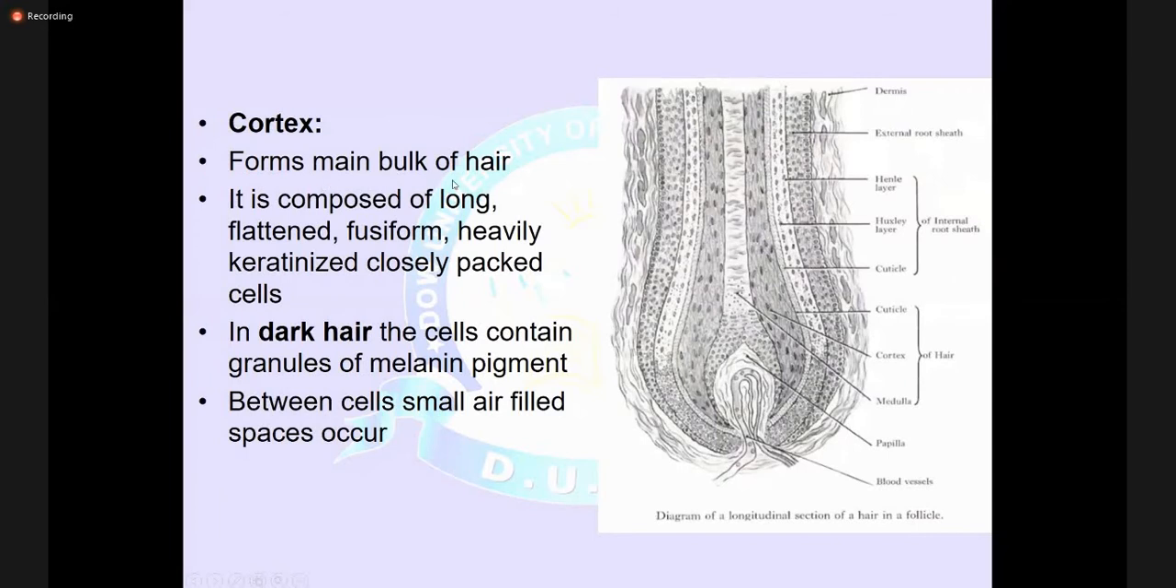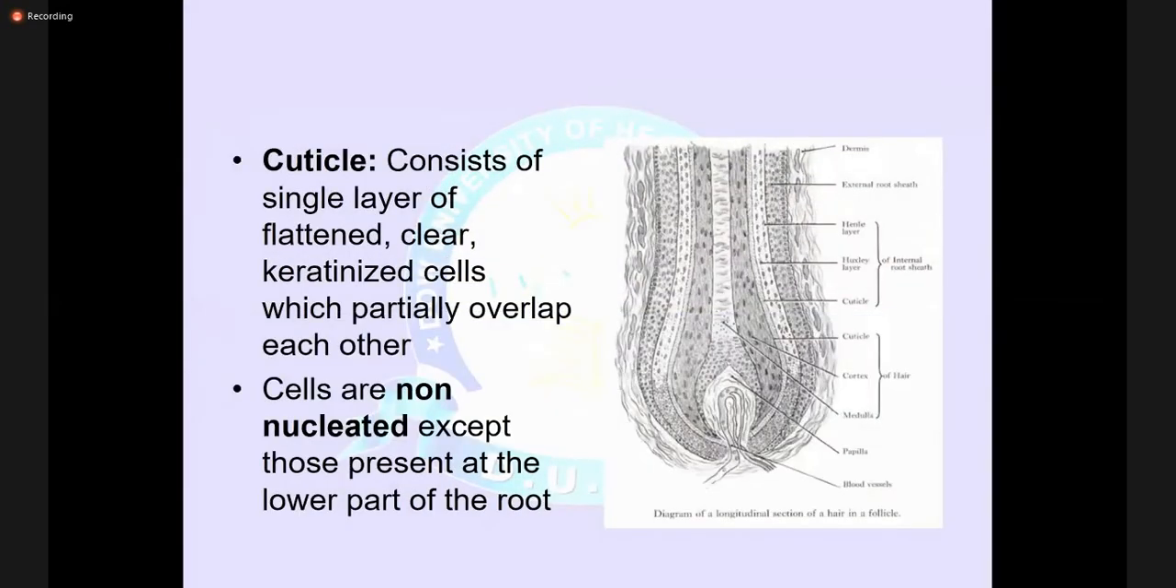So the cortex forms the main bulk of the hair. As we can see, the cortex is the most thickened part. It is composed of long, flattened, fusiform, keratinized, closely packed cells. In dark hair, the cells contain melanin pigment. Between the cells, small air-filled spaces appear. Then the cuticle consists of a single layer of flattened, clear, keratinized cells, and they are partially overlapping each other. So this is the cuticle layer. The cells are non-nucleated except those present at the lower part of the root.